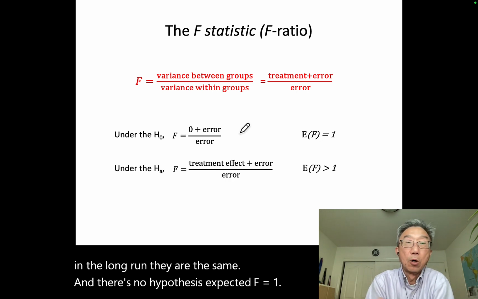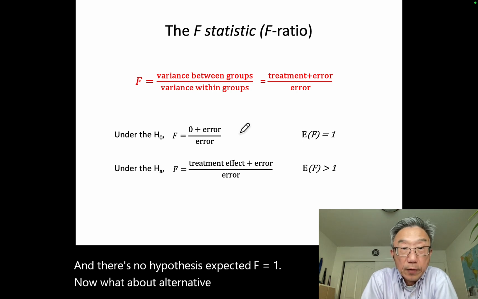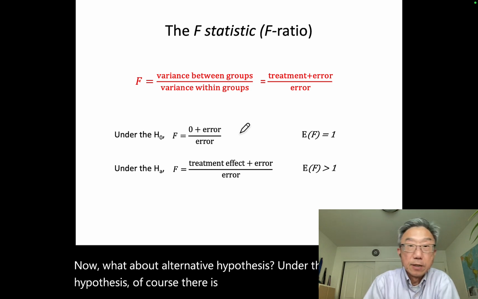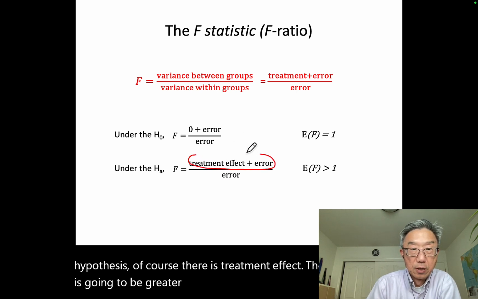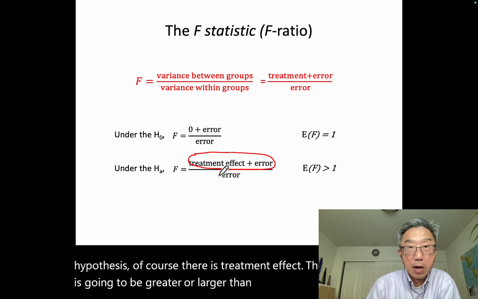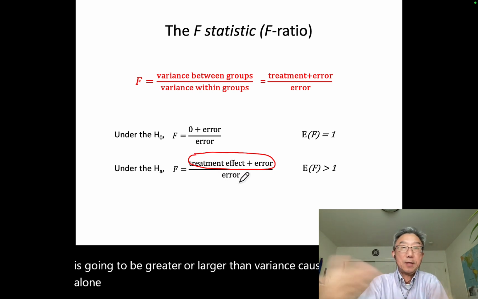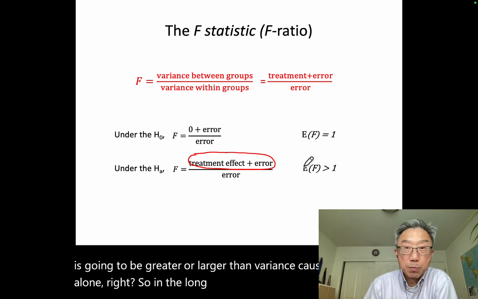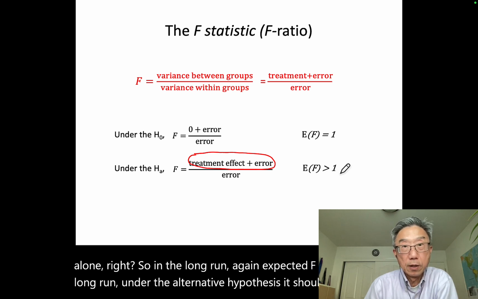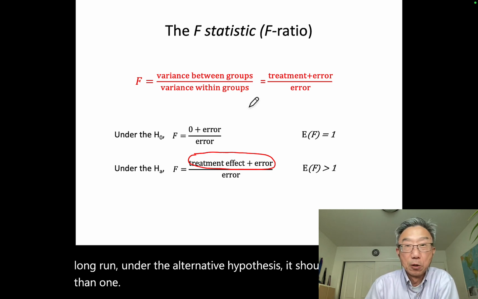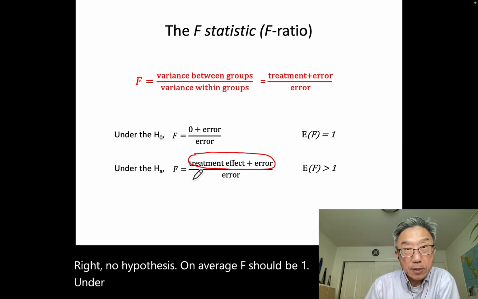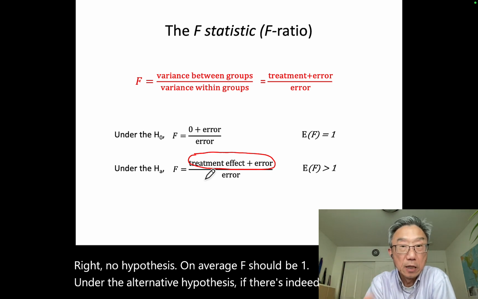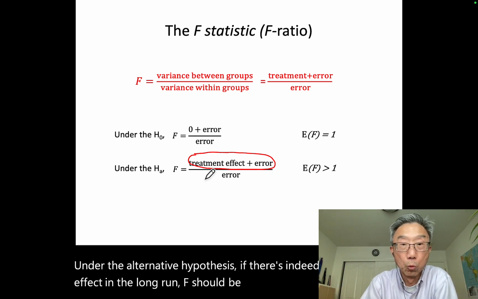Now, what about the alternative hypothesis? Under the alternative hypothesis, of course, there is a treatment effect. Therefore, the numerator is going to be larger than the variance caused by error alone. So in the long run, the expected F value under the alternative hypothesis should be greater than 1. Under the null hypothesis, on average, F should be 1. Under the alternative hypothesis, if there's indeed a treatment effect, in the long run F should be greater than 1.